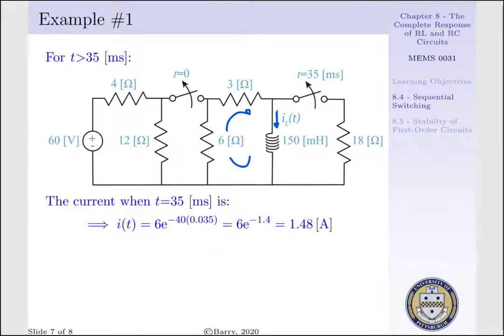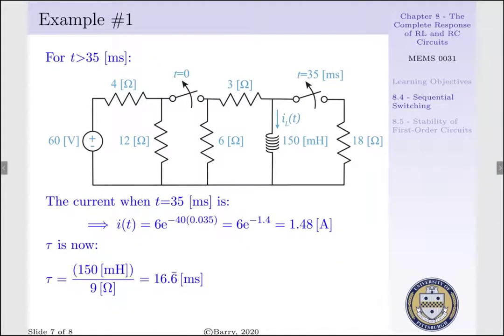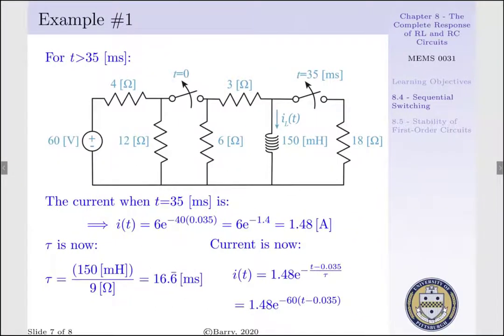Now, to determine the current after 35 milliseconds, we need to solve our expression for our time constant. Tau is equal to L per R, where our current is now running through a loop where our equivalent resistance is 9 ohms. So our time constant is now 16.6 milliseconds. Thus, our new expression for current, I of t, is equal to our initial current, 1.48 amps, times e to the minus (t minus 0.035 seconds) per our time constant, tau. Or I of t is 1.48 e to the minus 60 times the quantity (t minus 0.035).